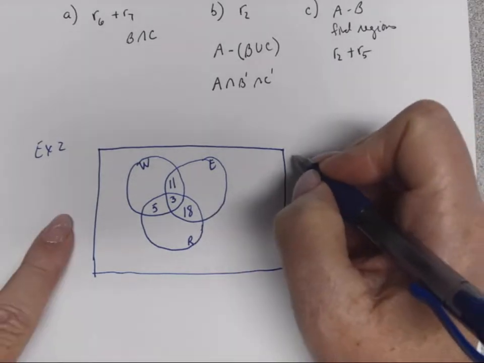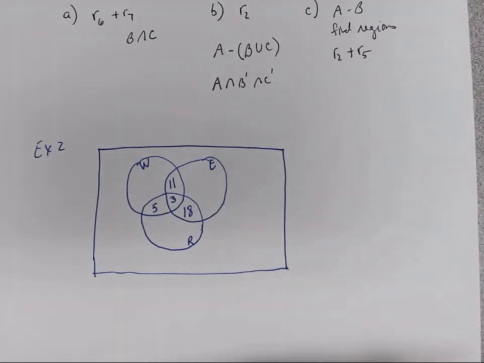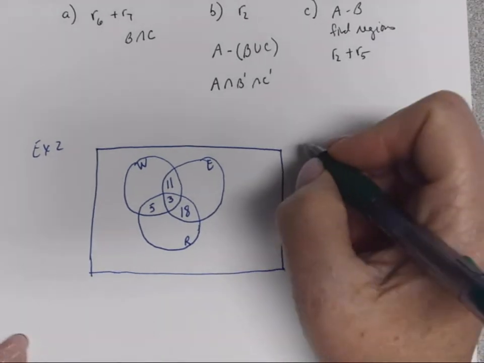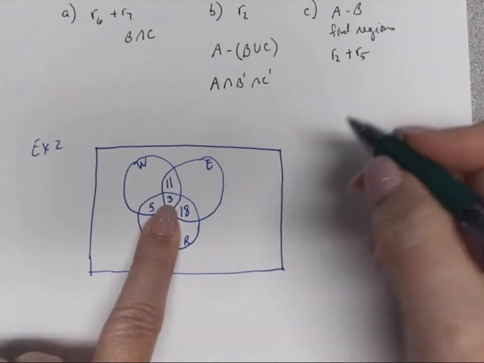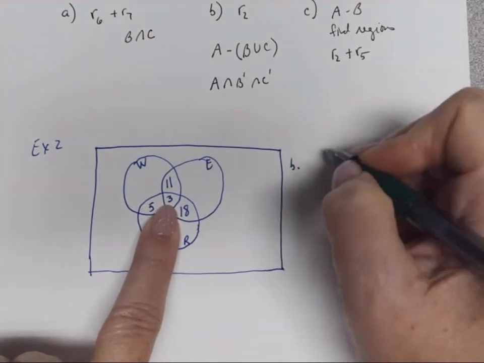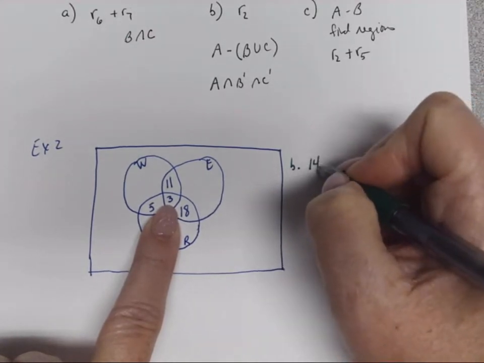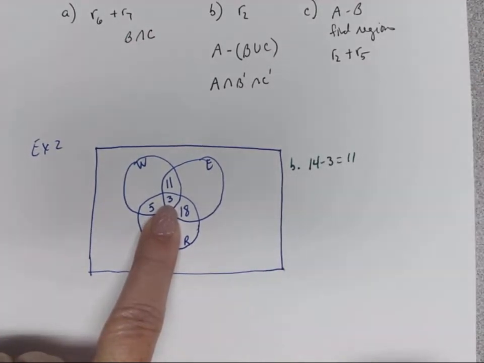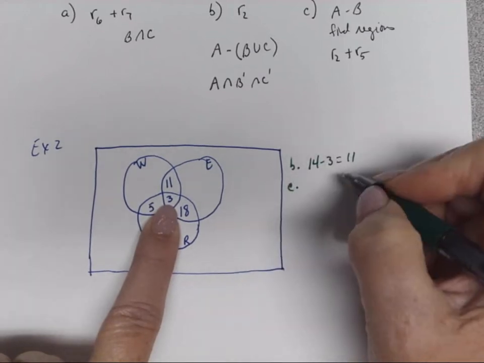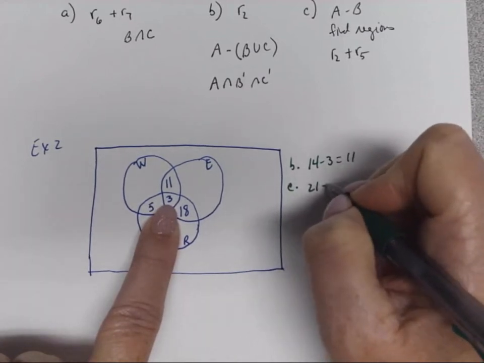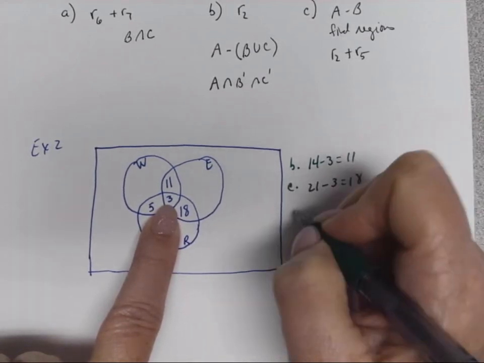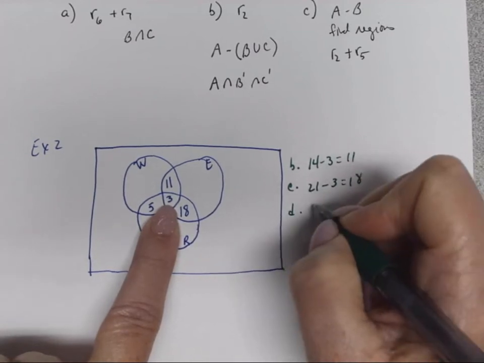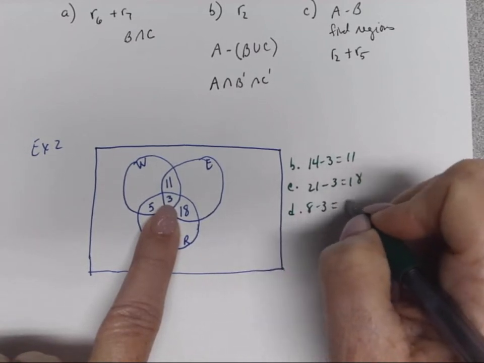So for part B, let's step back for just a second so you make sure you understand what I'm doing here. Part A, it's just 3. For part B, I took 14 minus 3 equaled 11. For part C, I had 21 minus 3 got us the 18. For part D, we had 8 minus 3, which equaled 5.